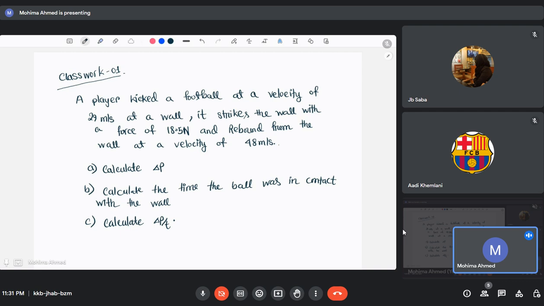We solved these three parts, and the mass of the ball was maybe like 5 kg. Okay, so we just write this down as a given. Mass of the ball is 5 kg.